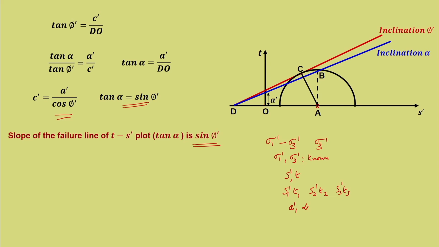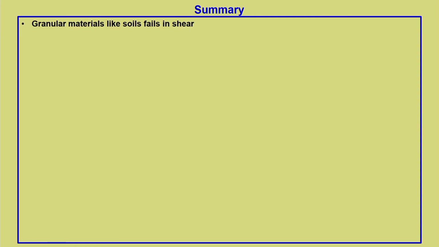So, the Mohr Coulomb failure envelope parameters can be obtained without plotting the Mohr circle, once you know the concept of T S dash plot. Okay? So, that is all about that.